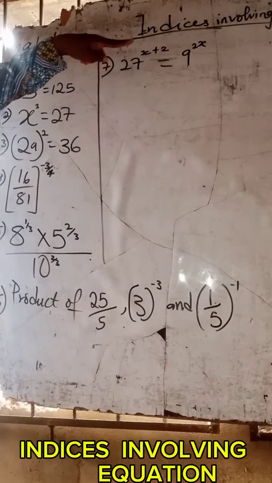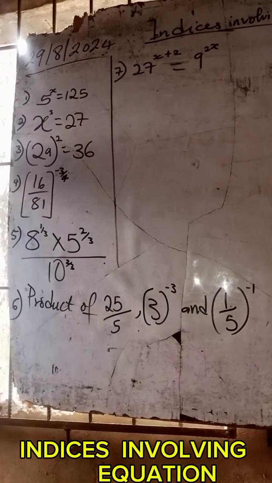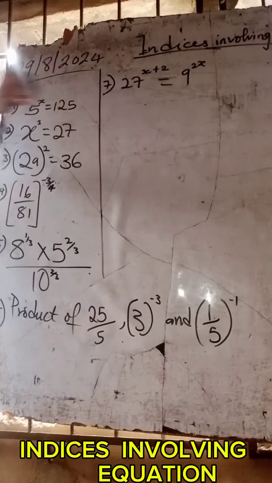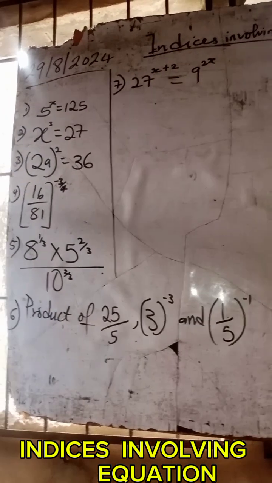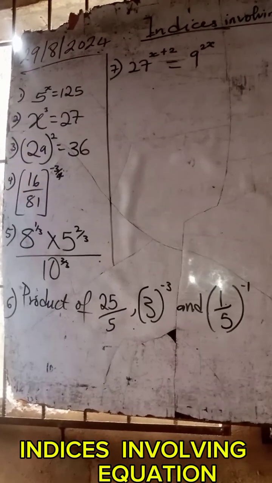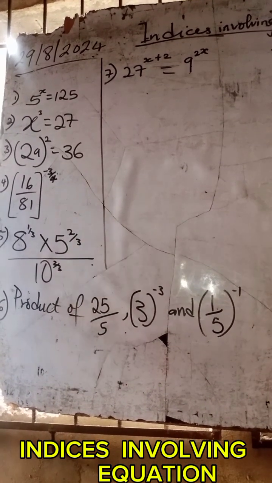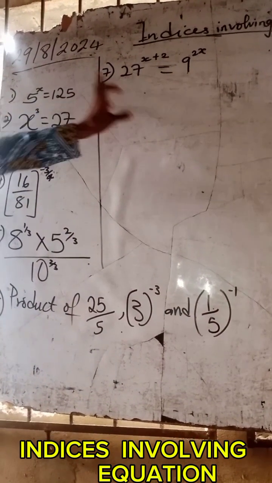Indices involving equation. So we started from laws of indices, solving some practical indices questions until we got to this point of indices involving equation. So quickly, under indices involving equation, what do you have to do? You have to convert this. Let's start with number 7.